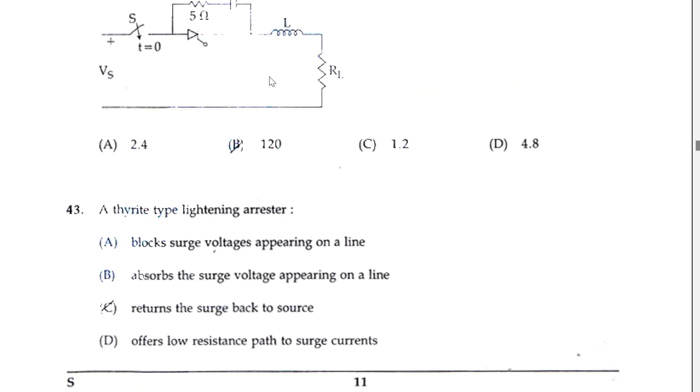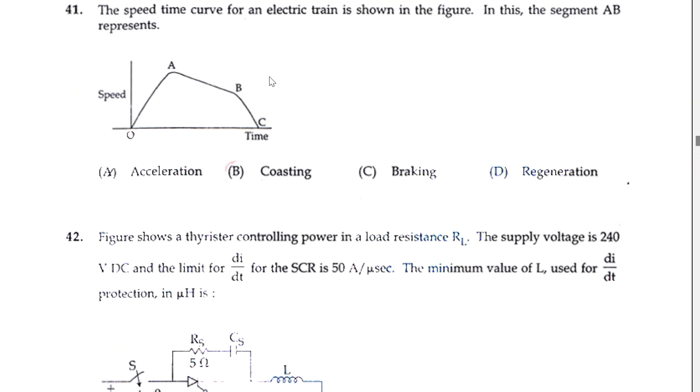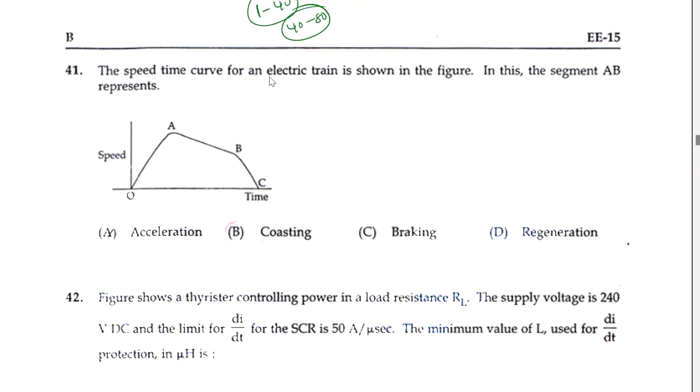The first question here is from the utilization of electrical energy, that's traction. The speed time curve for an electric train is shown in the figure. In this, segment AB represents what? So the examiner has given this diagram and asked what the curve AB represents.